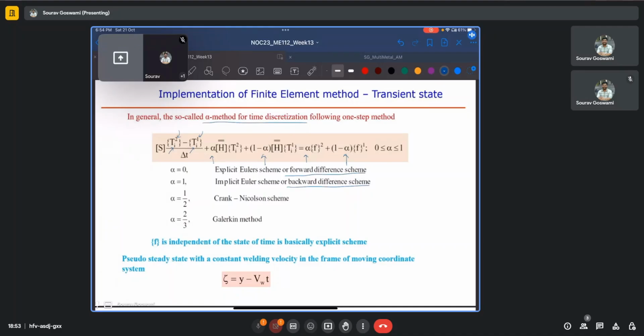and so on. So for some of the other later developed, more accurate numerical schemes such as the Crank-Nicolson, you have alpha equals half, whereas for the choice of Galerkin method, alpha is prescribed to be equal to 2 by 3. And the functions in such cases are independent of the state of time in explicit schemes. However, you can also use some pseudo steady state schemes. And in the case of welding, this may be formulated as the welding velocity in the frame of moving coordinate system can be expressed in terms of the velocity of welding, the time, and the fixed coordinate system.